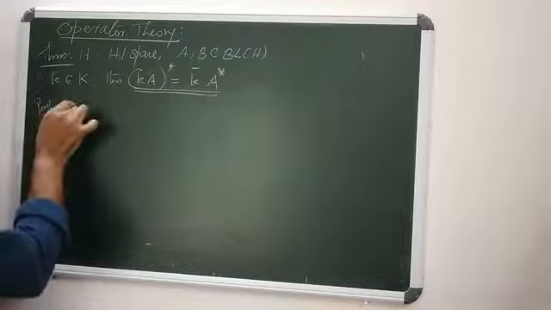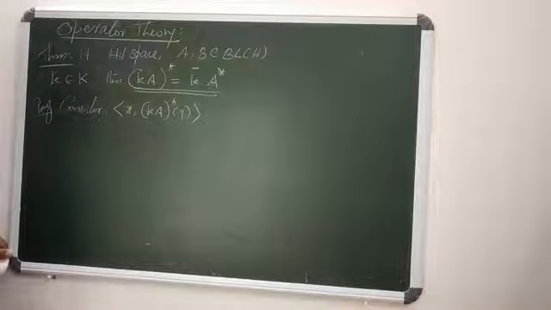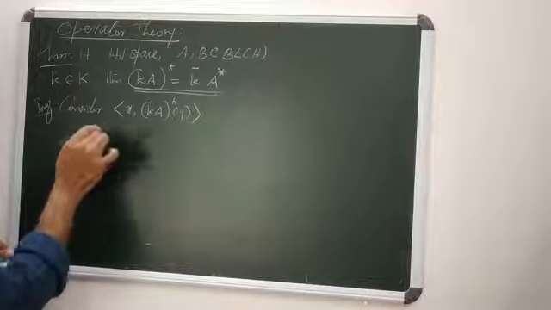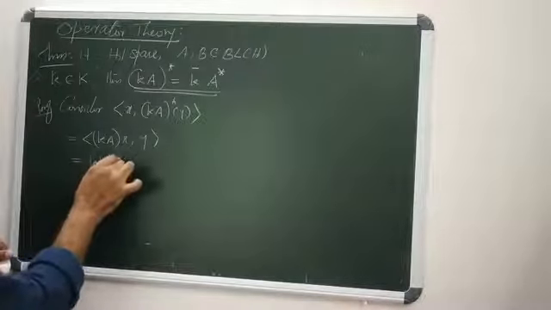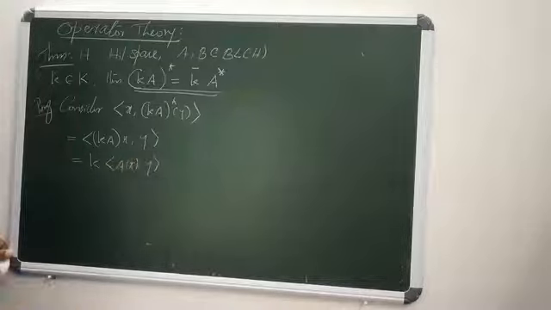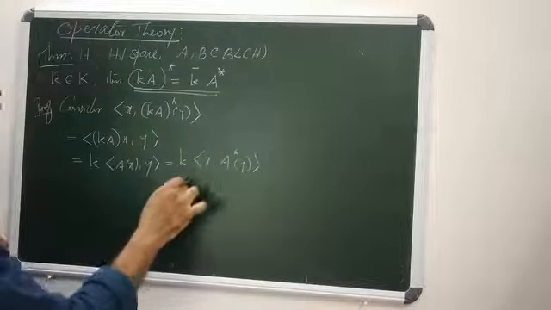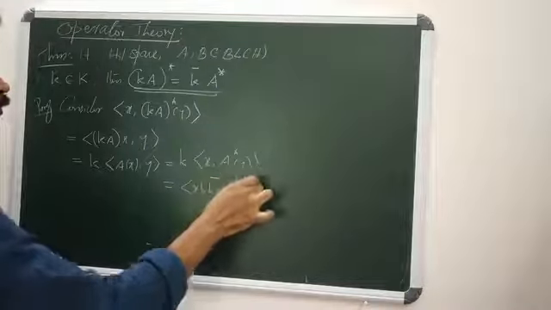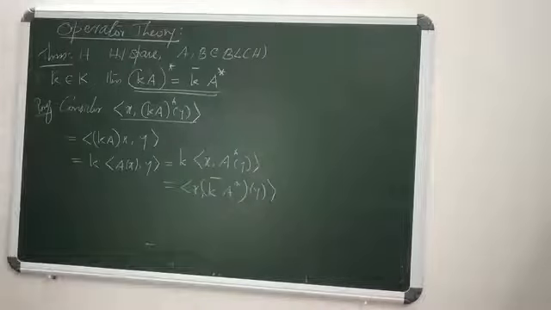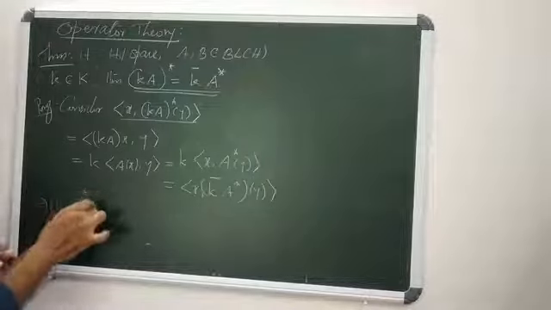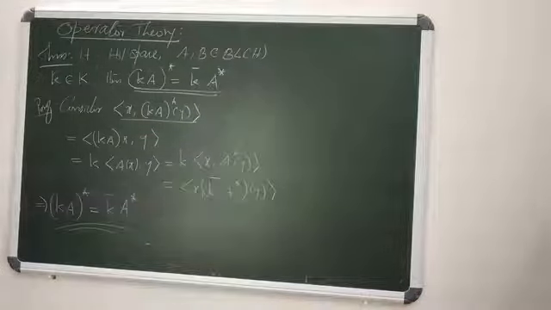Come to the proof. Consider inner product X, (K A) star of Y. By the definition of adjoint, it equals inner product (K A) of X, Y, which equals K into inner product AX, Y. That equals K into inner product X, A star Y, which equals inner product X, K bar A star of Y. So finally, inner product X, (K A) star Y equals inner product X, K bar A star Y. So from here, for any scalar K, (K A) star equals K bar into A star. So that is our second result, second property.